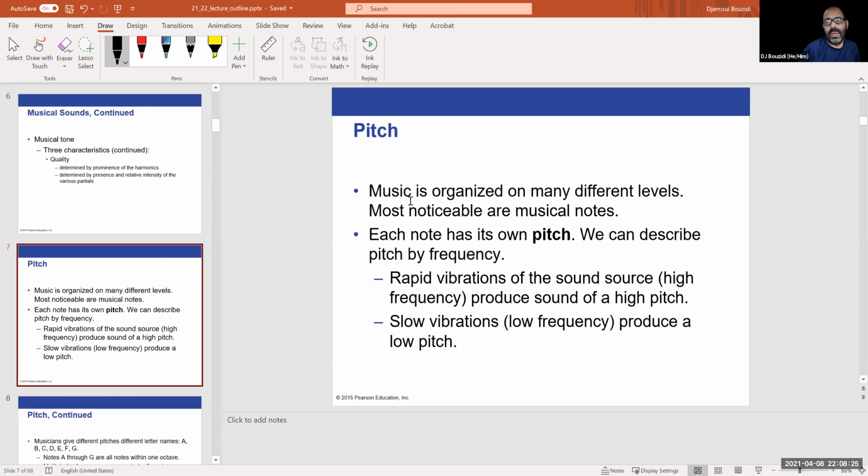Okay, the pitch. Music is organized on many different levels. Most noticeably are musical notes, and those are the notes do, re, mi, fa, sol, all of those, okay? Obviously, I really don't know a lot about music. The way I know it is through the physics part of it. So if I'm not saying it correctly, I apologize, okay? But the frequency, I know what that is, and how to differentiate every different note has to do with that measurement of the frequency.